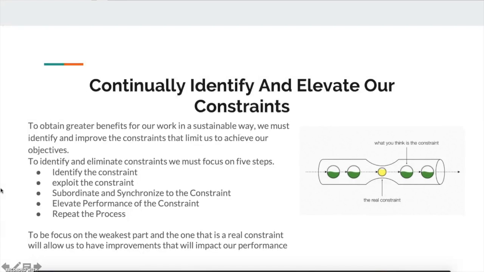Elevate performance of the constraints. Here's the step where we implement the changes necessary to break the constraint. All these changes need to be effective and good enough to find the solution. Repeat the process. If the constraint is broken, we need to find and eliminate the new constraint. If the constraint is still there, we need to verify the process and find a better way to avoid the constraint. Being focused on the weakest part, the one that is the real constraint, will allow us to have an improvement that will impact our performance.